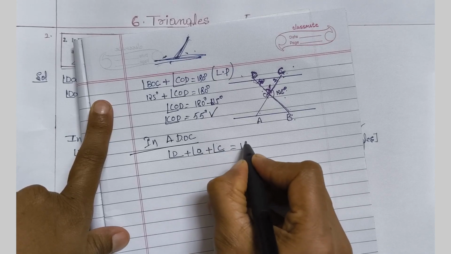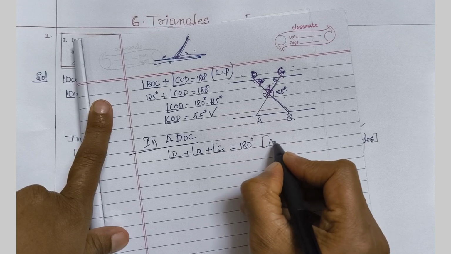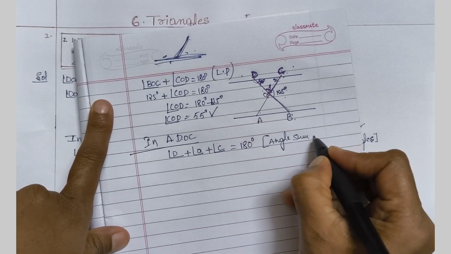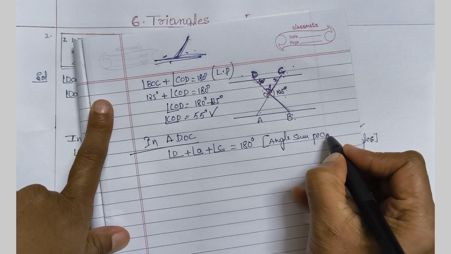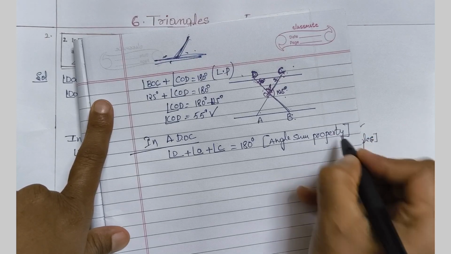The three angles sum to how many degrees? 180 degrees. What is the reason? Angle sum property. Angle sum property means the three angles total 180 degrees. You can write or mention the name of the property.